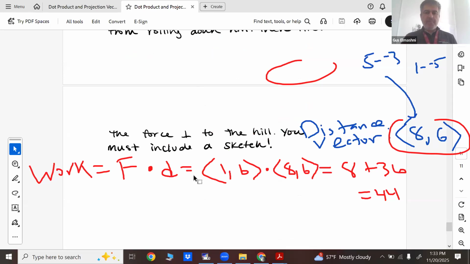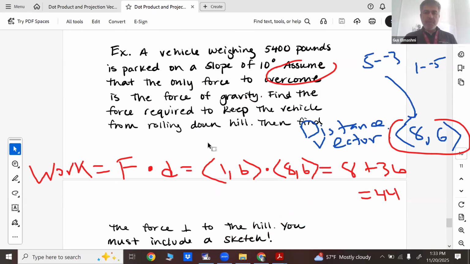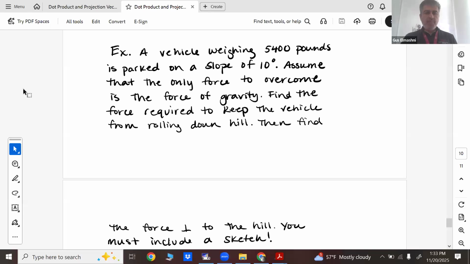The last one. And then we could be done for the notes. You guys can work on problems. Okay, a vehicle weighing 5,400 pounds is parked on a slope of 10 degrees. So say you're in a parking garage, sometimes there's a slope, right? So it's kind of like a ramp. Say we're in San Francisco. Sometimes that's kind of crazy. A lot of hills.